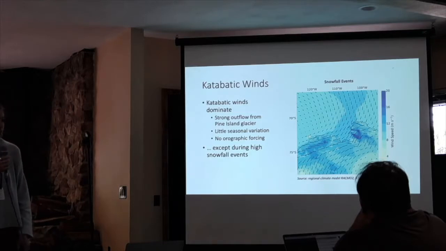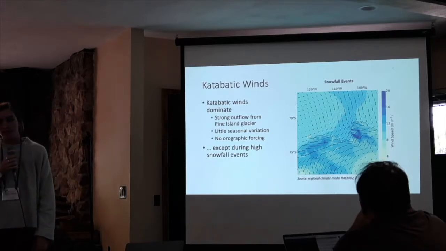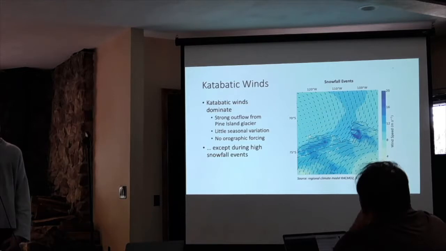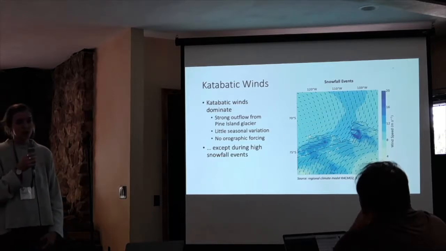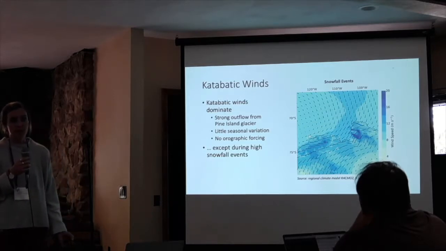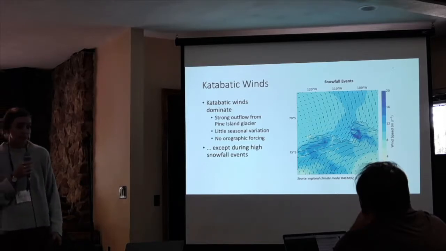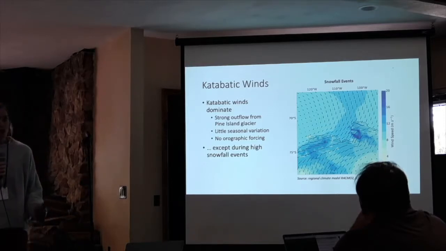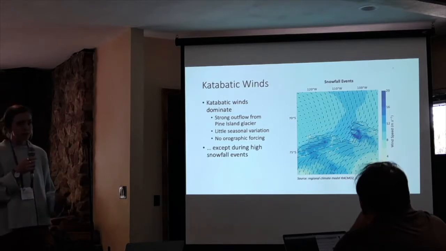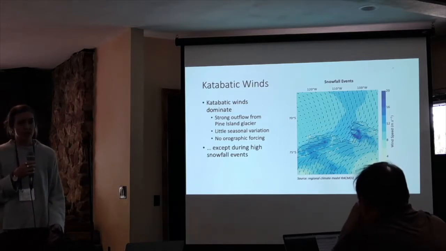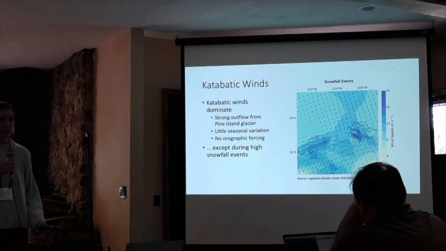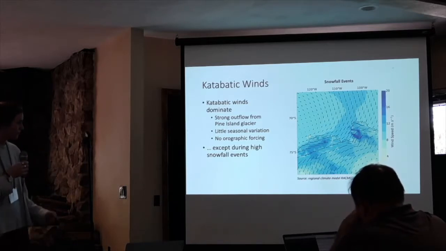And what we see, if we look at the mean wind speed and direction during the times of high snowfall events, is a much stronger meridional flow from the Southern Ocean into the Amundsen Sea embayment and up onto Thwaites Glacier. So we want to know what's causing this, what's happening when the winds change during high snowfall events, and what's driving surface mass balance on Thwaites.